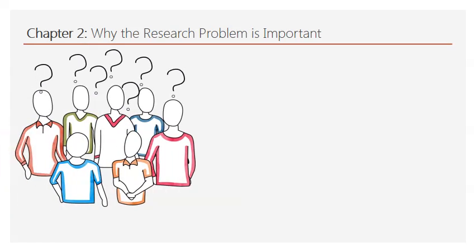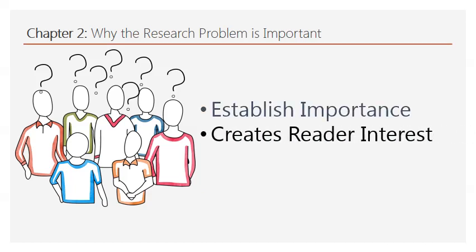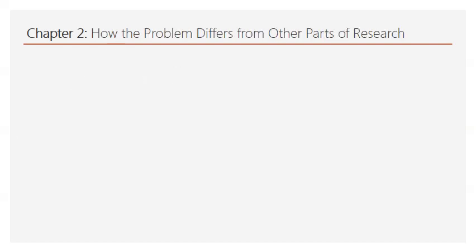You will notice that early in the article, the author or authors establish the importance of the study, create reader interest, and add to the body of existing literature in a particular discipline. It's important to define specific terminology related to other parts of research, so you can see how the scope and breadth of the topic moves from being very broad to a much narrower focus.